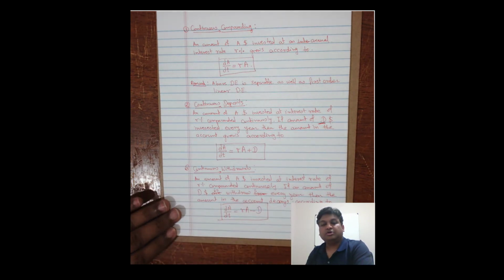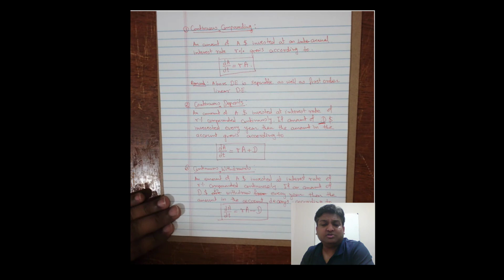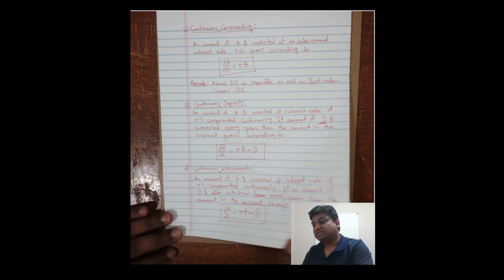As you see, we have these three interesting parts of the same result. Continuous compounding is something that you have already seen in the past. Continuous deposit is a modified version of the same differential equation to make the situation slightly more realistic. And continuous withdrawal sits in the same boat. It's also a more realistic situation.